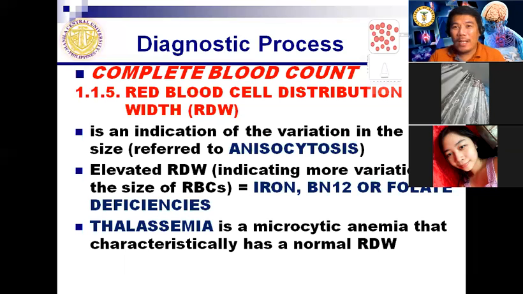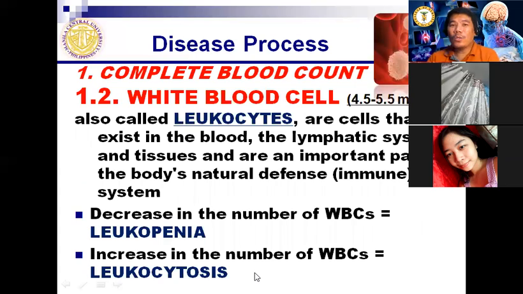What is thalassemia? Thalassemia is a genetic or inherited blood disorder, which could be inherited from generations. The concern here is that it's microcytic anemia, but the RDW result is normal, unlike anemia of iron, B12, and folate deficiency, where the RDW result is elevated. So we have identified also the WBC.